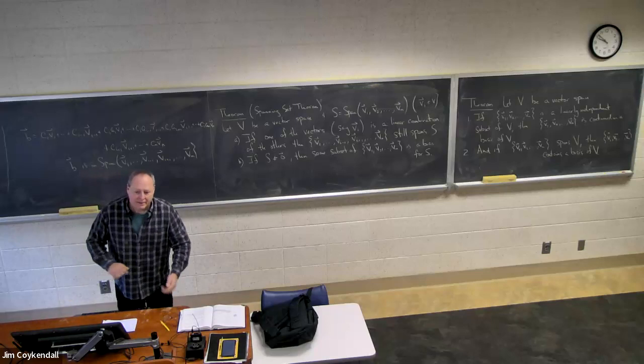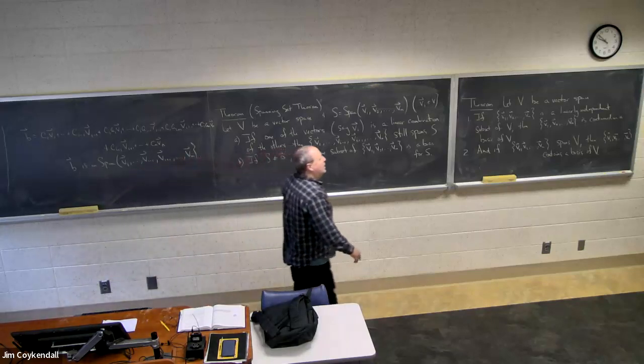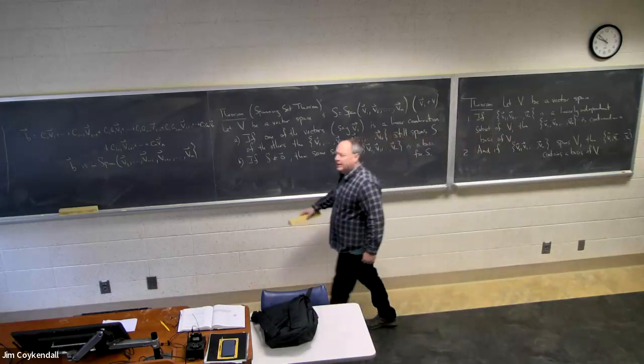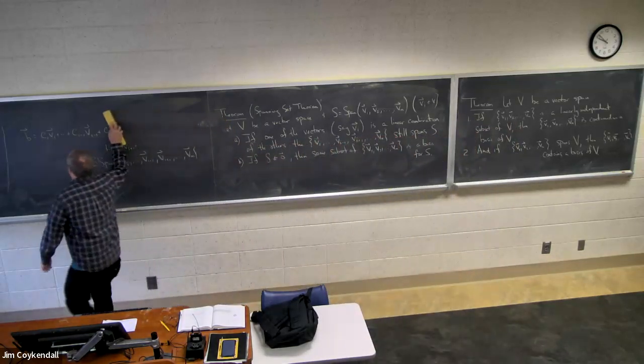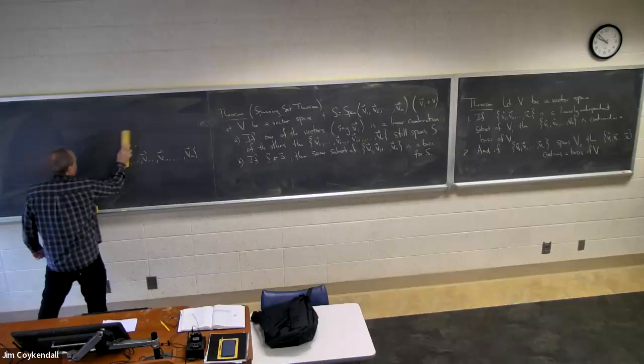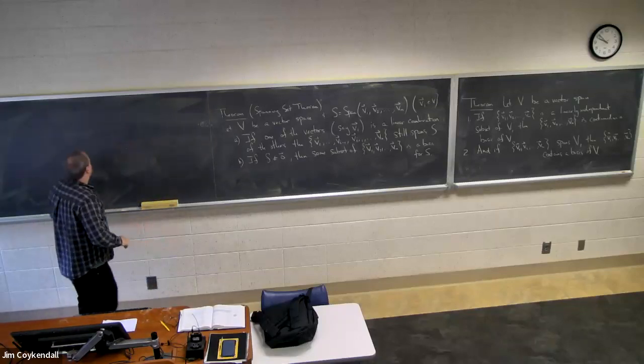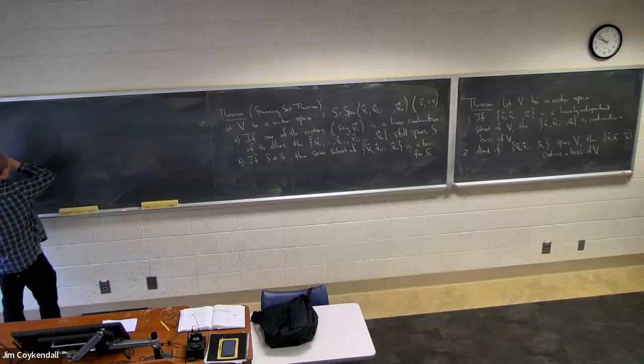Okay. Any questions on that? So if you've got a spanning set, you can always collapse it to a basis. If you've got a linearly independent set, you can always grow it to a basis. So with a spanning set, you've got to prune maybe. With a linearly independent set, the seed's got to grow.